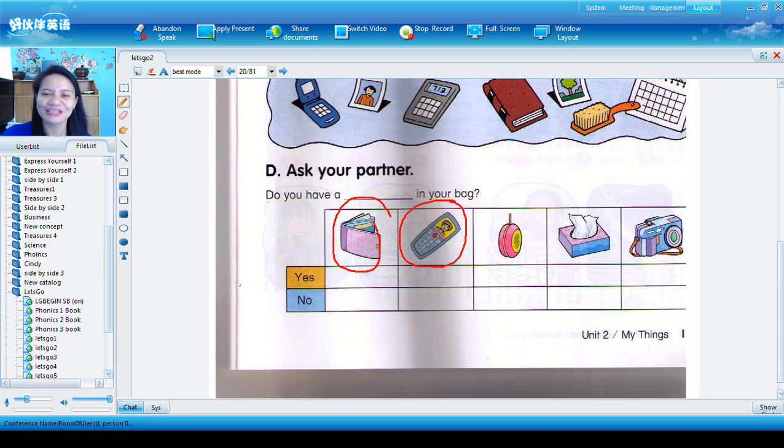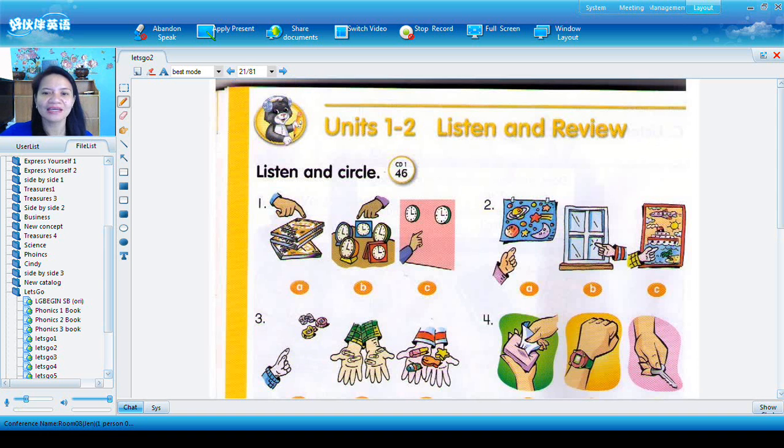good job. Do you have a yo-yo? You'll say, and do you have a tissue? You'll say, do you have a camera? You'll say, good job. Okay, now let's continue and let's have this one now.